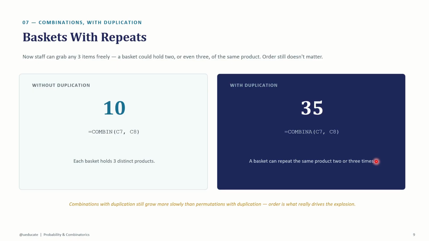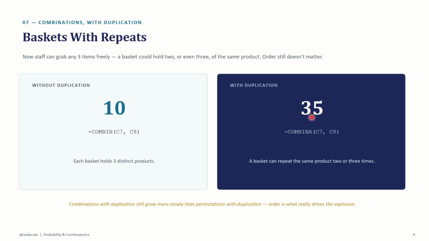So finally, what if Mira lets her staff grab any 3 items freely for a basket, meaning a basket could include 2 or even 3 of the exact same product. Order still doesn't matter, but repeats are allowed. So this is the combination with duplication, and we have this formula. After calculating, we have 35 as the number. We will see in Excel how it calculates.